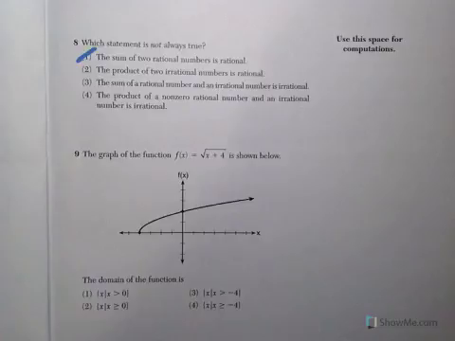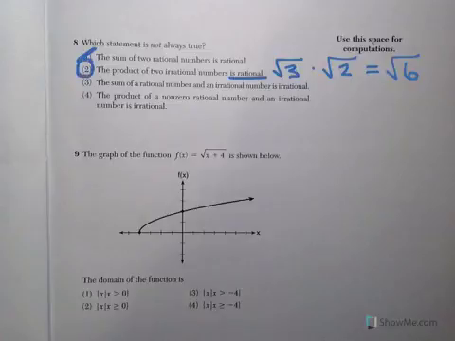Number 2, the product of two irrational numbers is rational. Well, two irrational numbers, if I take radical 3 and I multiply it by radical 2, both irrational numbers, I'll end up with radical 6, which is still irrational. But they're saying that it's going to always be rational. So that is our answer, because this is not always true. Choice 2.